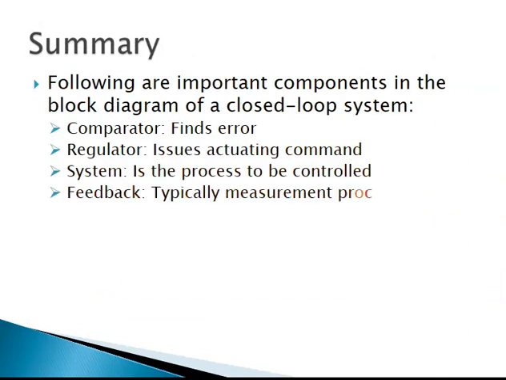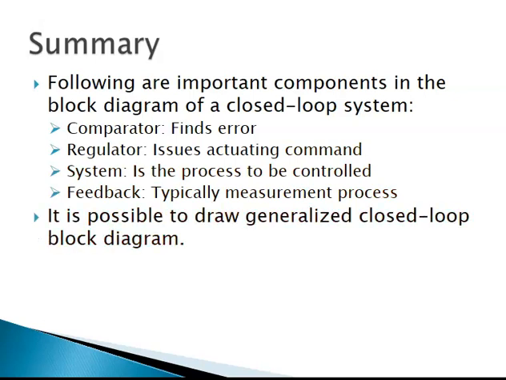There are 4 components in the block diagram of a closed loop system. One is a comparator, which finds the error, that is the difference between what we want and what we are getting. It may be temperature, speed, or acceleration, whatever. A regulator issues the actuating command. This sometimes may also be called the manipulated variable. And the system is the process to be controlled. Feedback is typically a measurement process. And we saw that it is possible to draw a generalized closed loop block diagram.